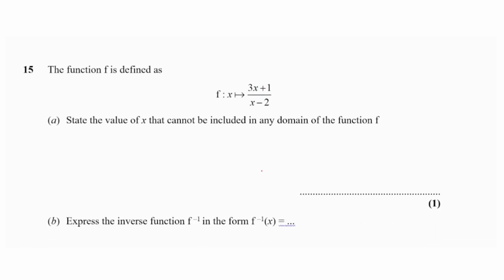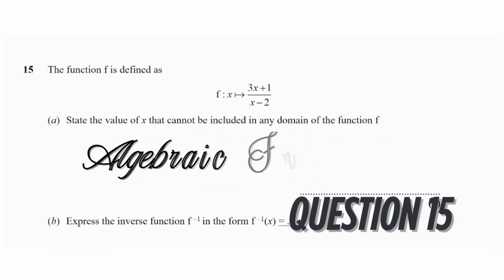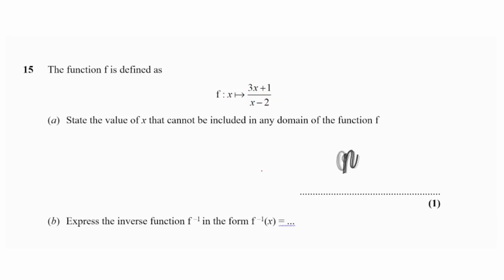So this is actually a 5-mark question. The function f is defined as f of x equals 3x plus 1 over x minus 2. State the value of x that cannot be included in any domain of the function f. So what do you think? What value can't be this one? If x value is 2, the whole denominator becomes 0. So it means x is not equal to 2. If it's equal to 2, the denominator becomes 0, and something divided by 0 is undefined. Okay, this is a 1-mark question.